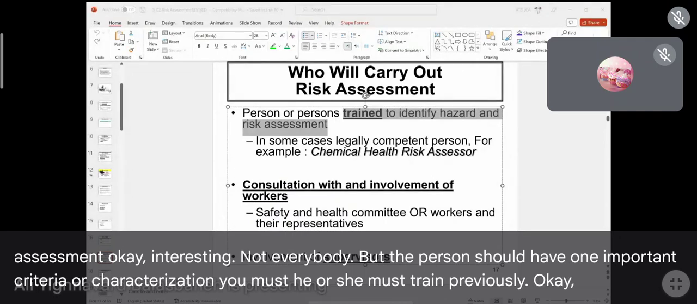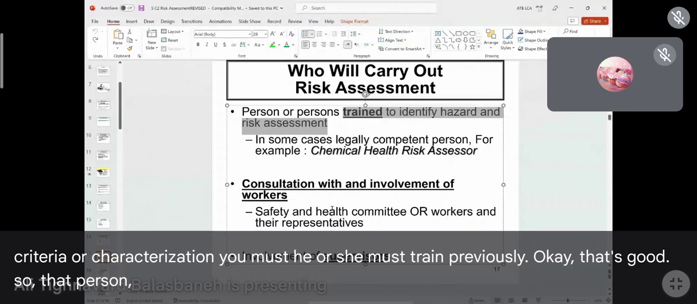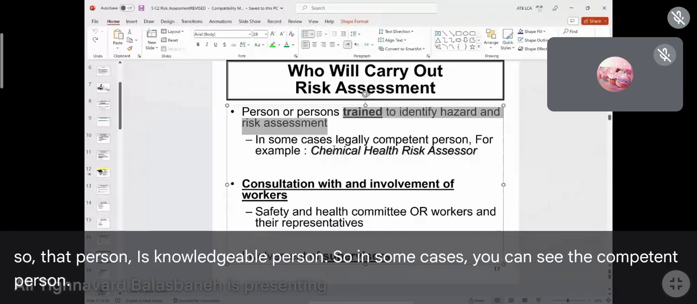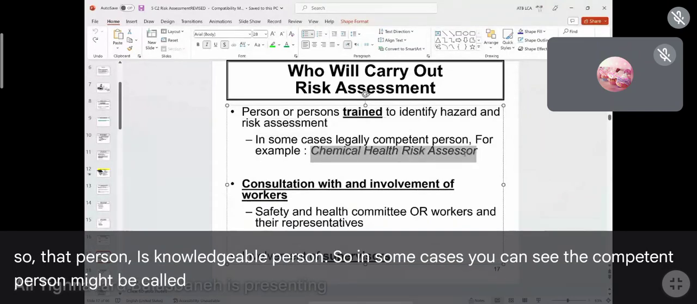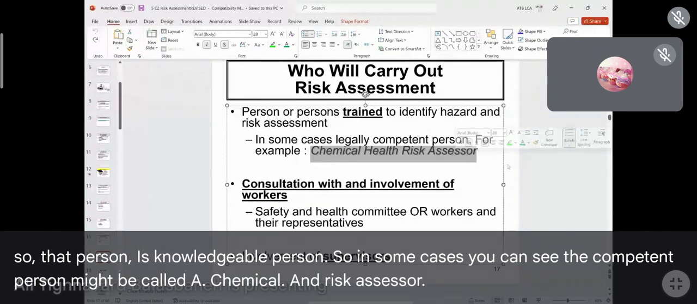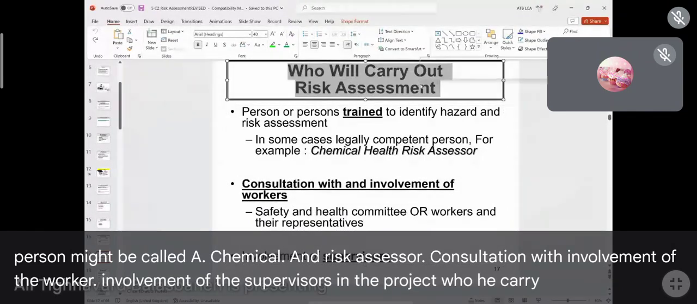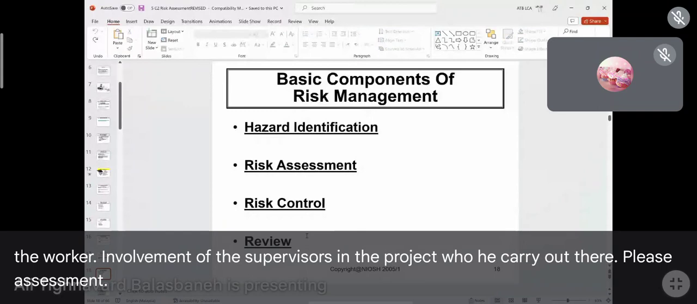Oh, okay, that's good. So that person is a knowledgeable person. In some cases, you can see the competent person might be called a chemical health risk assessor, with consultation and involvement of the worker, who will carry out the risk assessment.